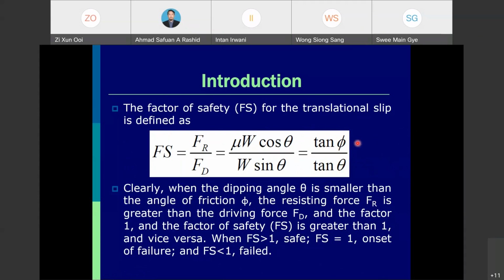Clearly, when the dipping angle theta is smaller than the angle of friction phi, the resisting force Fr is greater than the driving force Fd, and the factor of safety is greater than 1, and vice versa. When the factor of safety is greater than 1, it is safe. A factor of safety equal to 1 is the onset of failure or critical condition, and a factor of safety less than 1 means it fails.